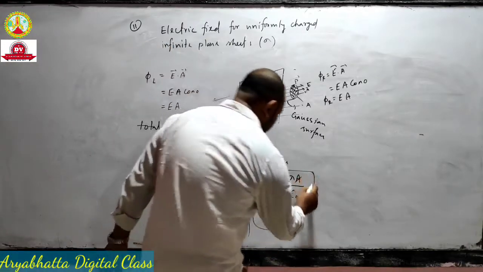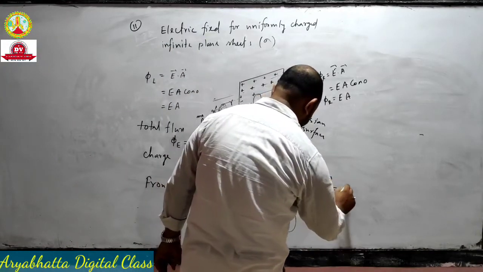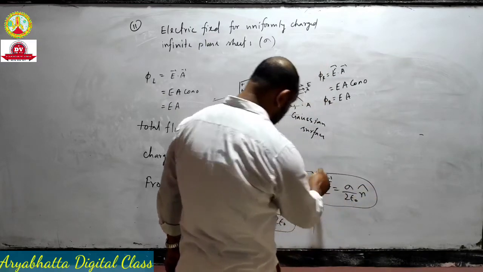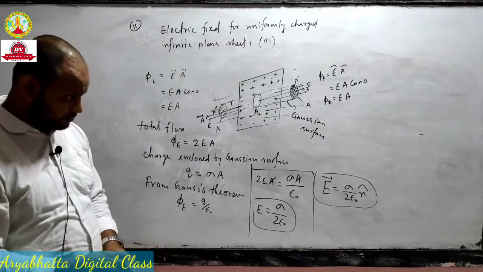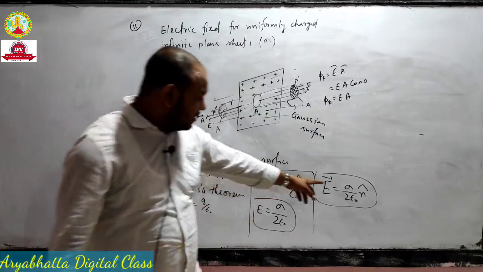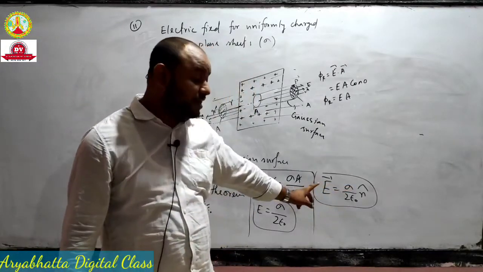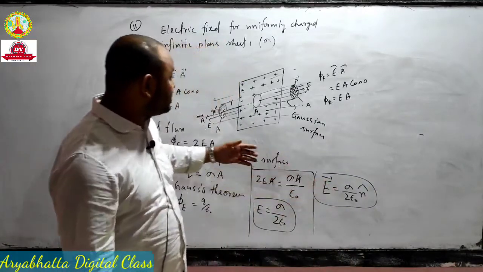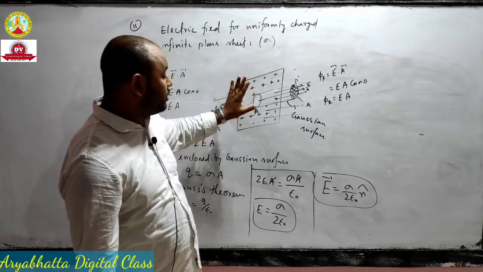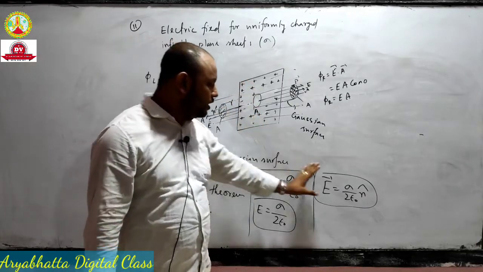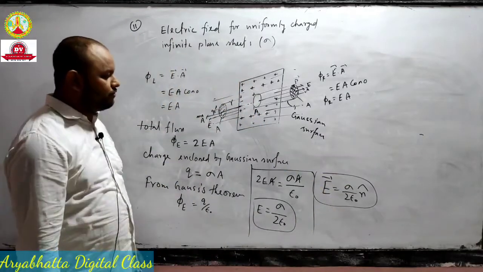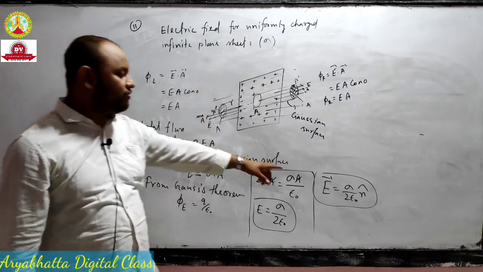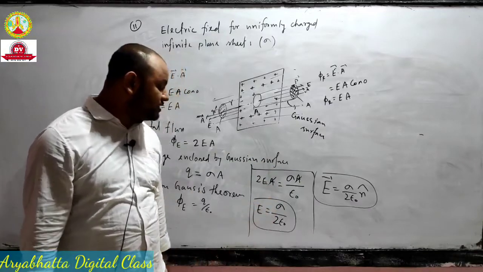If you want to write it in vector form, it will be sigma by twice epsilon naught n cap. What is n cap? It is the direction of the area vector, or n cap is the direction of the electric field. The direction of the electric field is along the direction of the area vector. N cap is the direction perpendicular to the plane sheet. So this is the value of the electric field for an infinite plane sheet, which is sigma by twice epsilon naught.